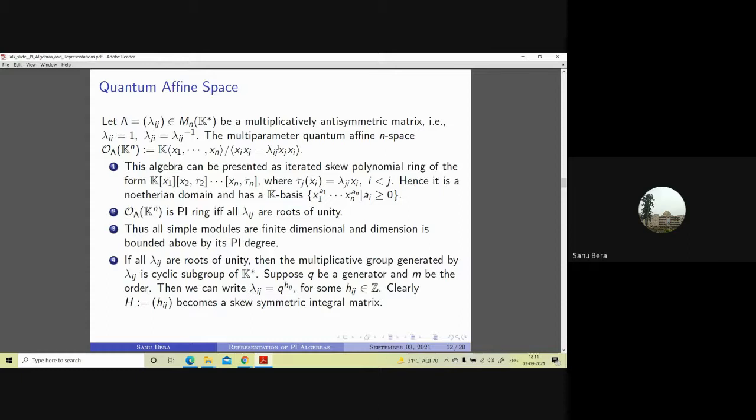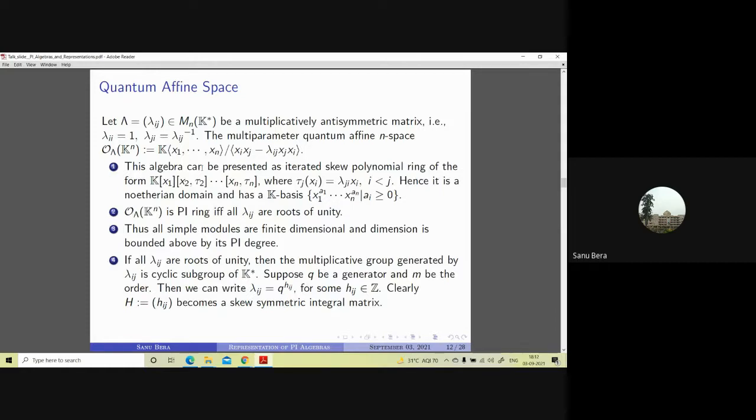And we have considered here a more general version, that is quantum affine space. First we have to define the quantum plane, that is for two variables. And this quantum affine space presentation is like that: k algebra generated by x1, x2, ..., xn and satisfying some relations, and lambda ij are non-zero entries of the field satisfying some condition. This condition is required to make that algebra well defined.